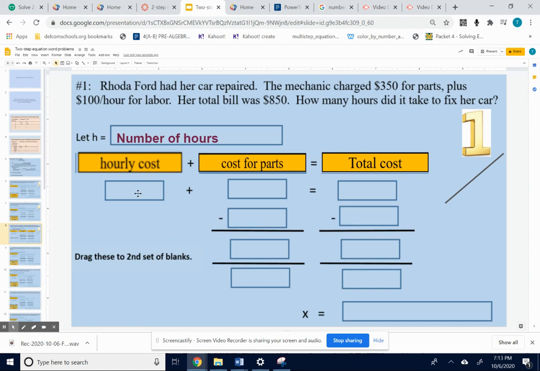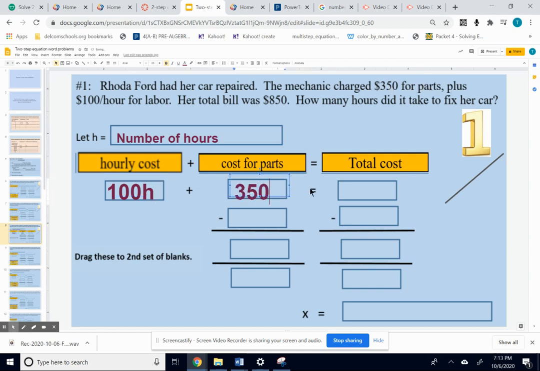The same idea that we did with those data tables. $100 for 1 hour would be 100 times 1. $100 per hour for 2 hours would be 100 times 2. $100 per hour for H hours would be 100 times H. And so 100 times H would be the hourly cost. The cost for parts, the mechanic charged $350 for parts. That'd be $350. The total cost, her total bill was $850. So that equation shows the relationship.